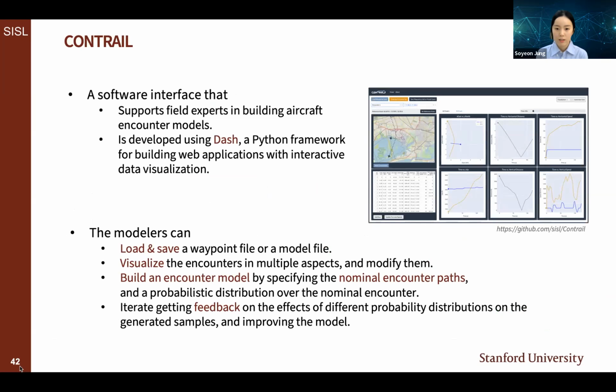So CONTRAIL is a software interface that supports field experts in building aircraft encounter models. This tool is developed using Dash, a Python framework for building web applications with interactive data visualization. Using CONTRAIL, the modelers can load and save files, visualize the encounters and modify them, build encounter models, and go through an iterative process of getting feedback from the tool and improving the model.